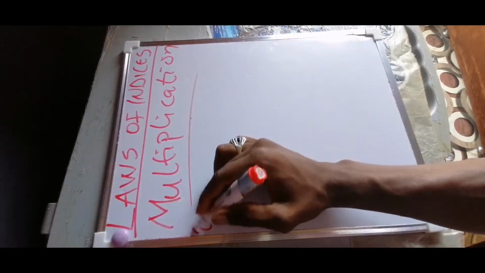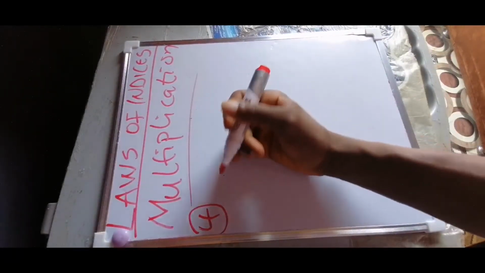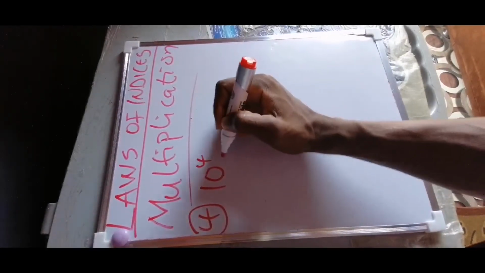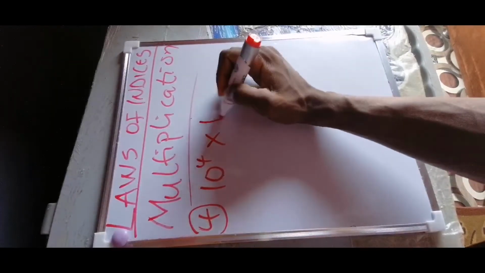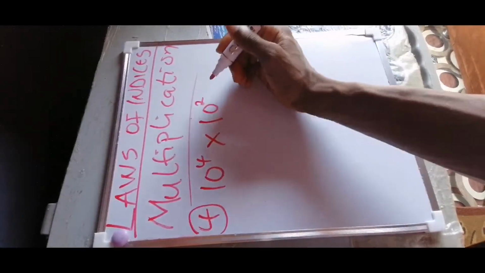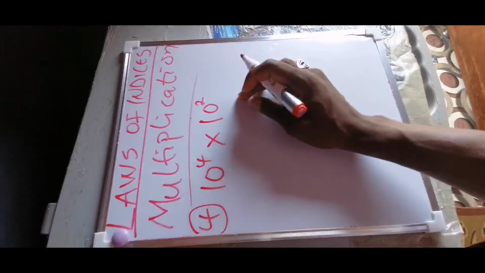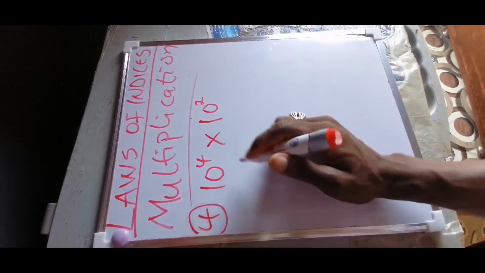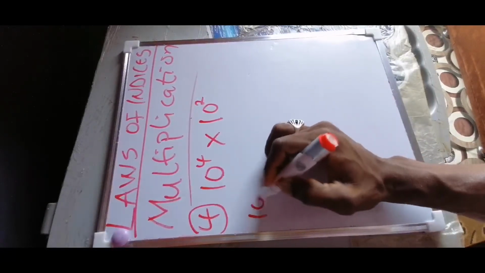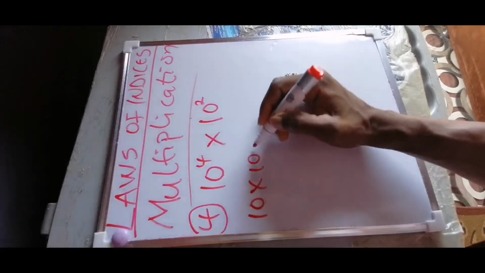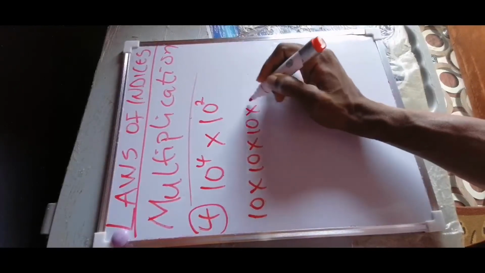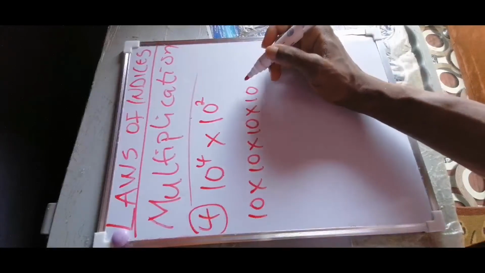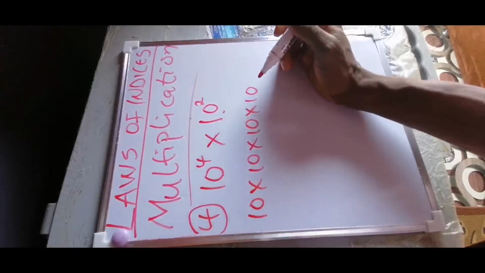So for the next one, we are going to use numbers. Here we have 10 raised to the power of 4 times 10 raised to the power of 2. So how are we going to solve these numbers by using our law of indices? Here we have 4 tens, therefore 10 times 10 times 10 times 10. Again, we are going to the second 10.